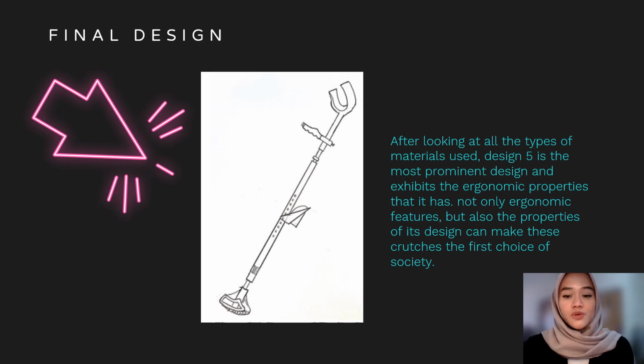To achieve an ergonomic level, the M-tip crutch will be used as a crutch tip as it is known for its revolutionary rolling tip, providing a safe pause and helping to ascend and descend hills and also fit on any type of surface. After looking at all the types of material used, Design 5 is the most prominent design and exhibits the ergonomic properties that it has. Not only ergonomic features but also the properties of its design can make these crutches the first choice of society.